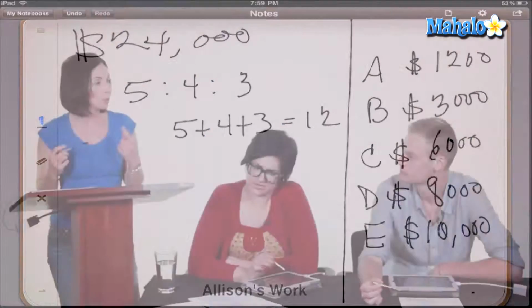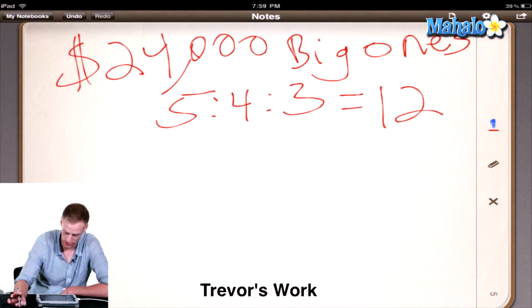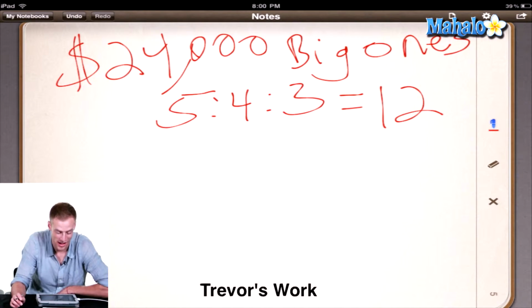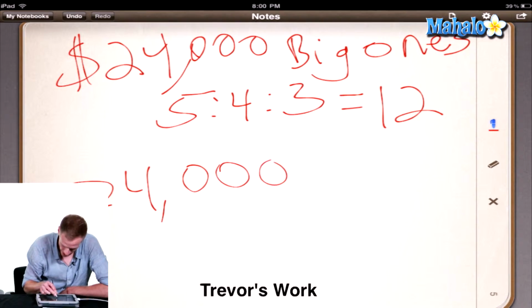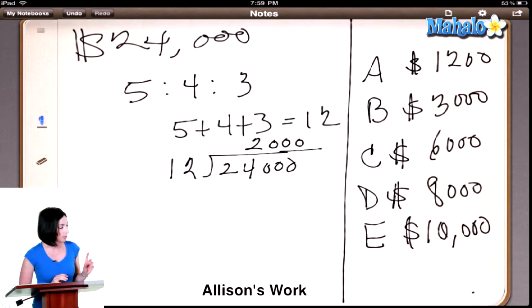So how much is one part then? How much money? We have $24,000 altogether and 12 parts. So what is one part? One part is $2,000. How did you get it? I took 24,000 and I divided that by 12. Exactly. Okay, so we know that one part is $2,000.